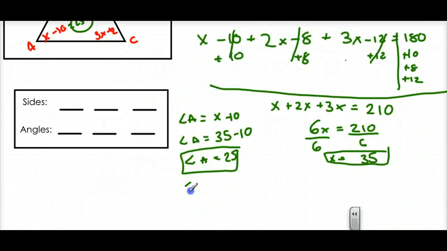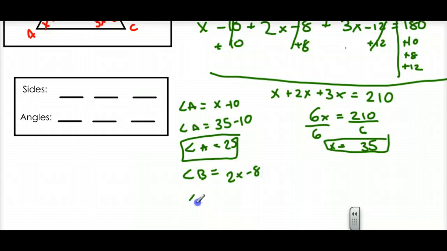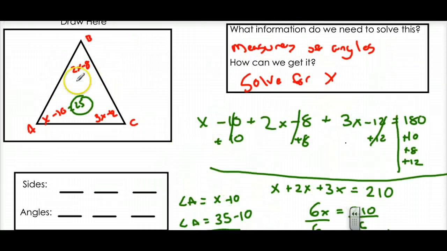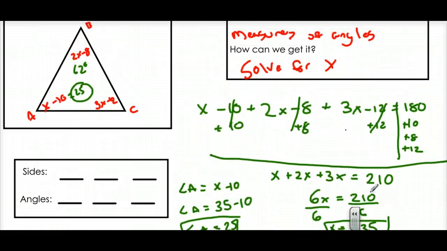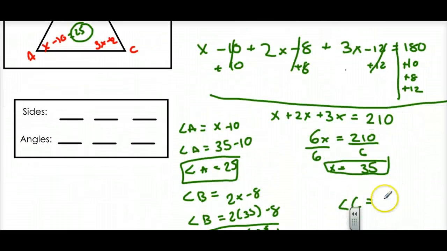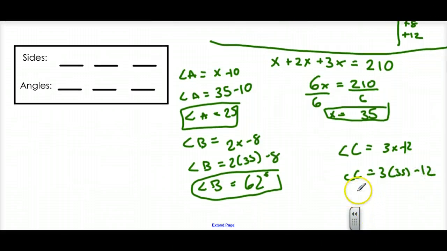Angle B. So angle B is equal to 2x minus 8. So angle B is equal to 2 times 35 minus 8. And so angle B is equal to, let's see, do it in my head, 62 degrees. Oh yeah, that felt good. So this is 62 degrees. Finally, angle C. Angle C is equal to 3x minus 12. Angle C is going to be equal to 3 times 35 minus 12. And so angle C is going to be equal to, that's 105 minus 12, 93.